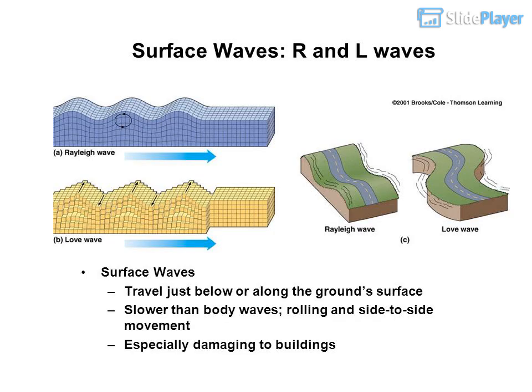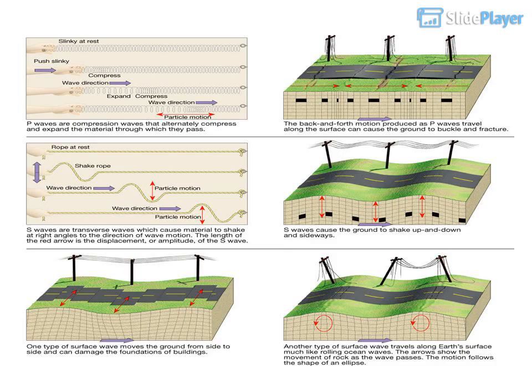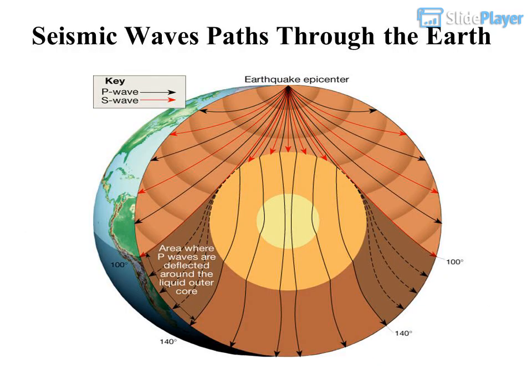Surface waves, R and L waves. Travel just below or along the ground's surface. Slower than body waves, rolling and side-to-side movement. Especially damaging to buildings. Seismic wave paths through the Earth.